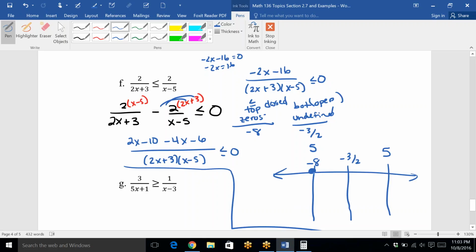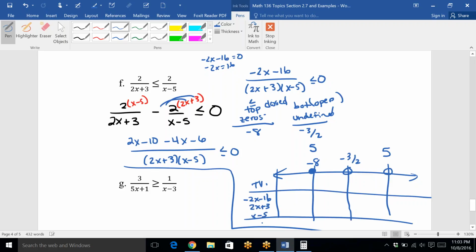-8 has a closed circle because it's from the top, and the top applies the equal to if it's there. Everything in the bottom is open. We need test values, and then I need my 3 factors that I'm going to check as I go. -2x minus 16, 2x plus 3, x minus 5, and then we'll have our overall sign, which we're hoping is less than or equal to 0. So we're looking for negatives again.